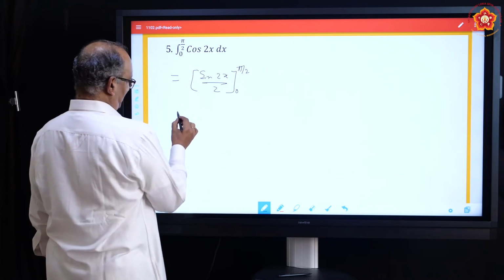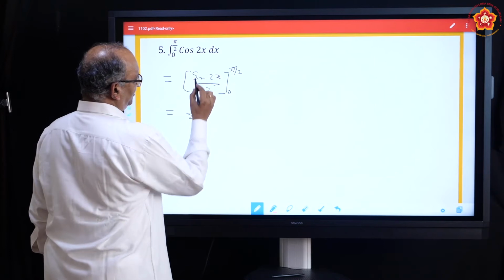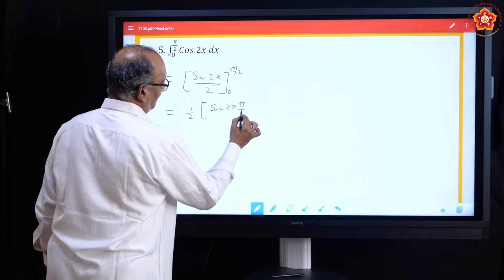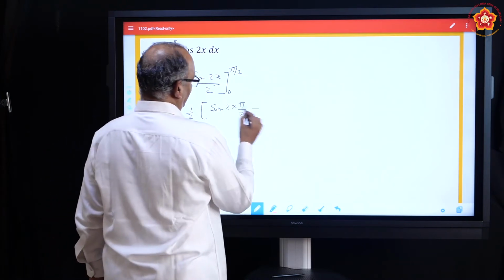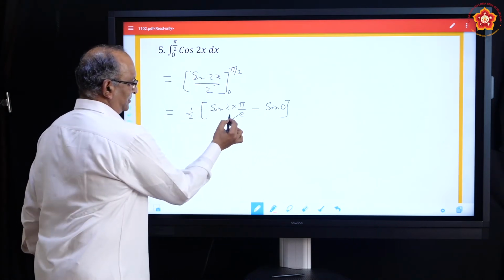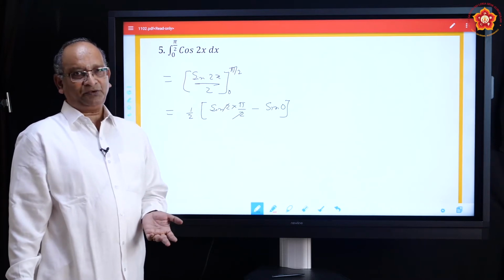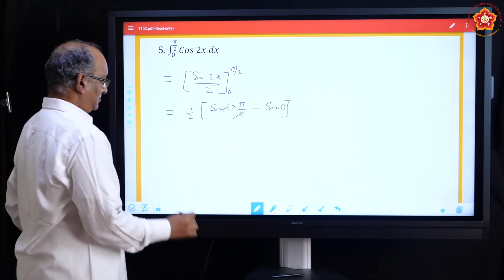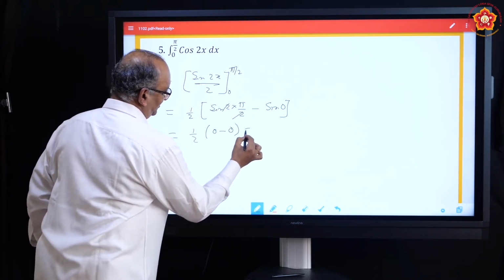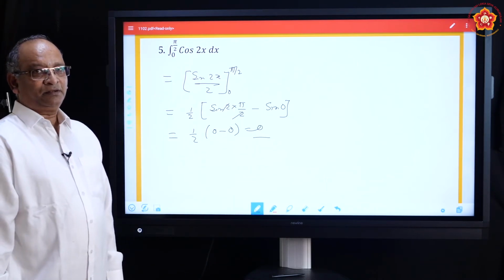Now substitute the limits. So this 1 by 2 can be kept outside. And then substitute upper limit first. So it will get sin 2 into pi by 2 minus sin 0. 2 and 2 cancel. What is sin 180 degrees? Sin 180 degrees is 0 minus 0. So the answer is 1 by 2, 0 minus 0 equal to 0. Okay. Next problem.